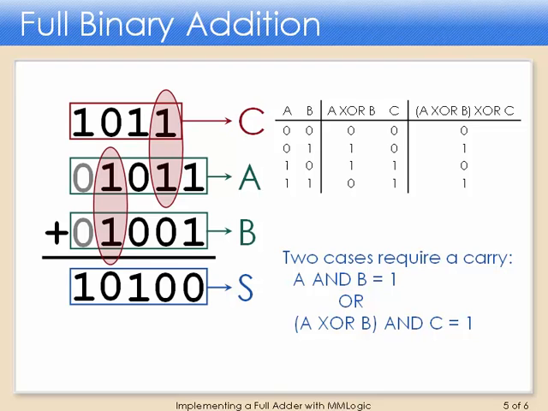So on the left, on the lower hand, you've got A and B equal to 1, and that column would require a carry. The other condition is when the A or B is going to be equal to 1 and C is equal to 1. And those conditions are referred to here. Now, you're going to have to come back and study this until it makes sense. But let's go ahead and I'll show you how to implement it in MMLogic.